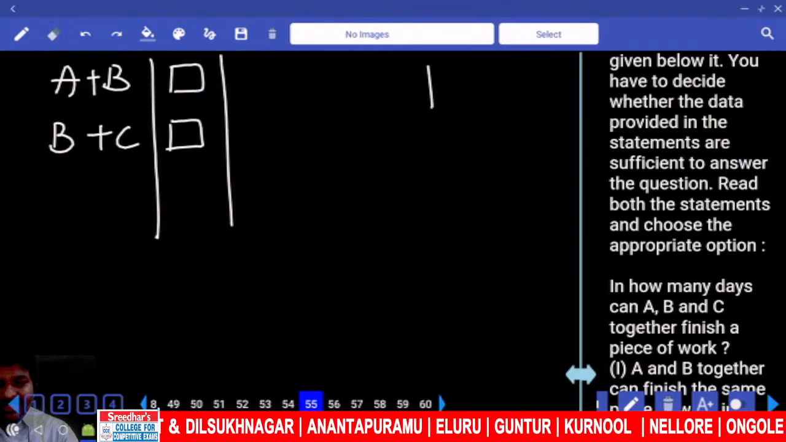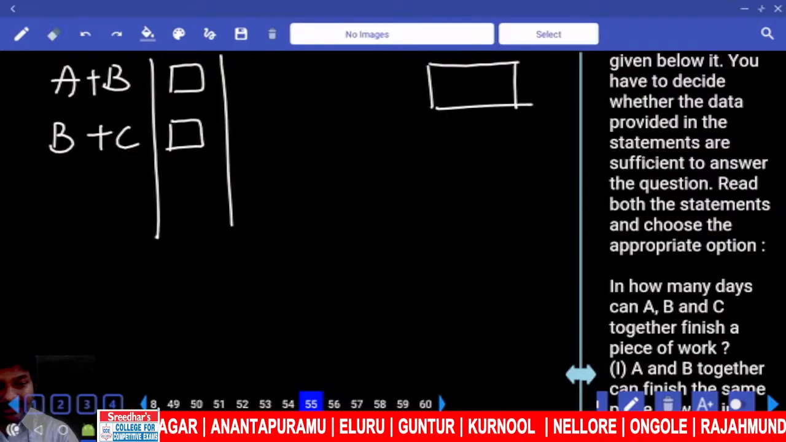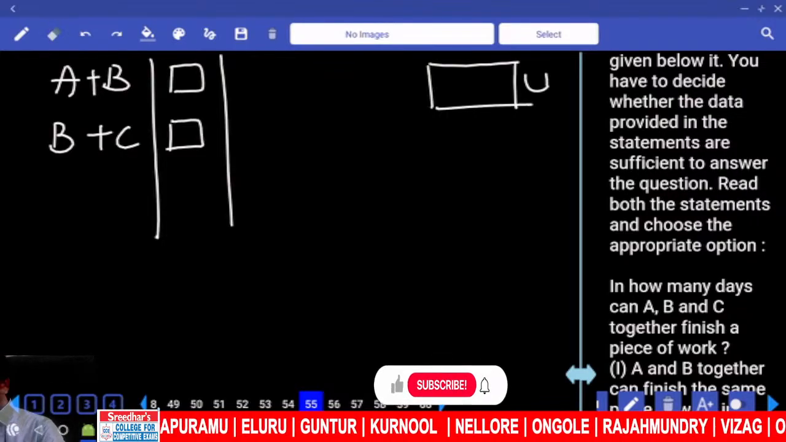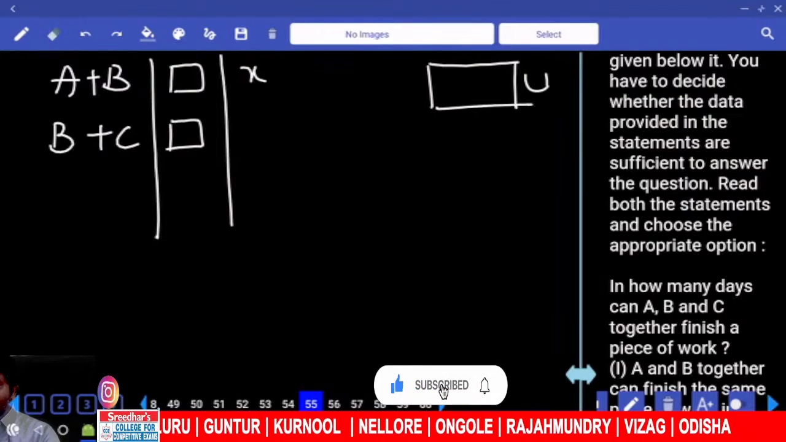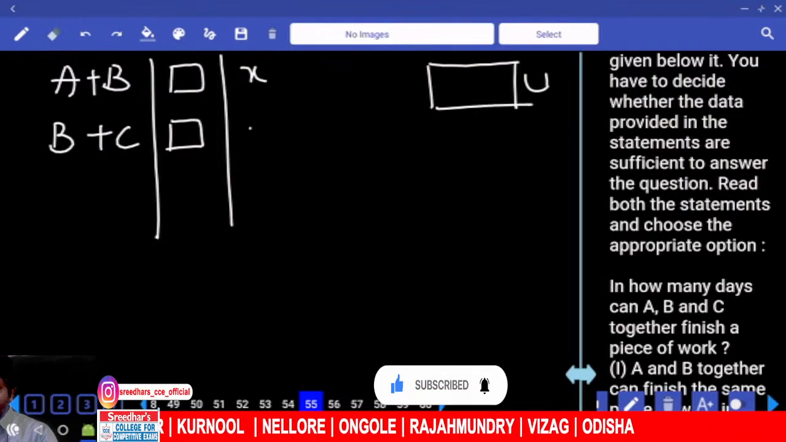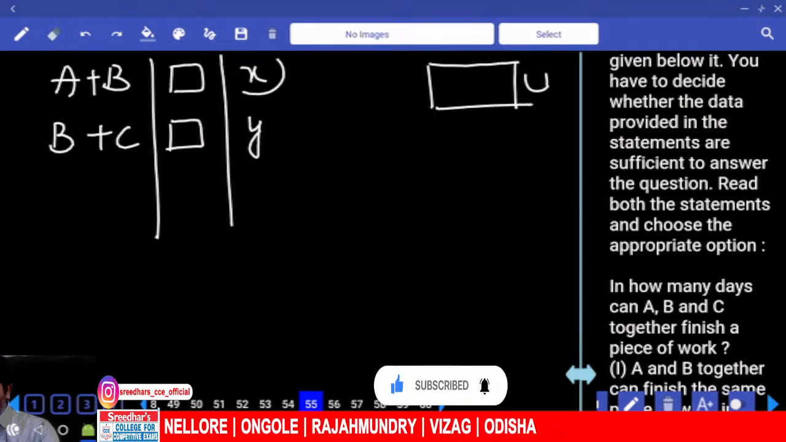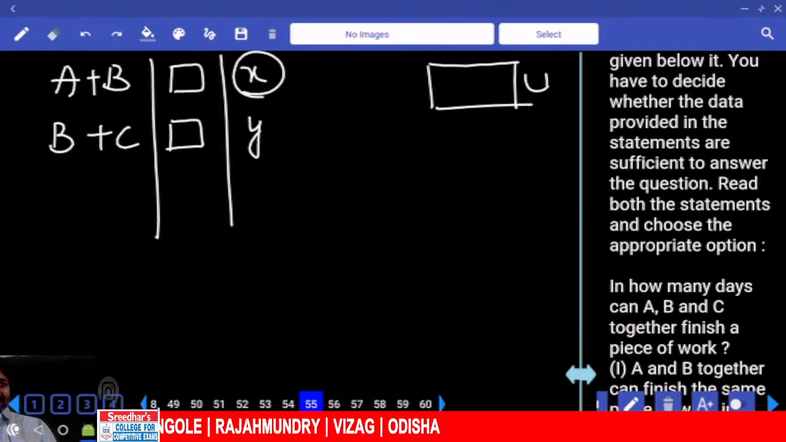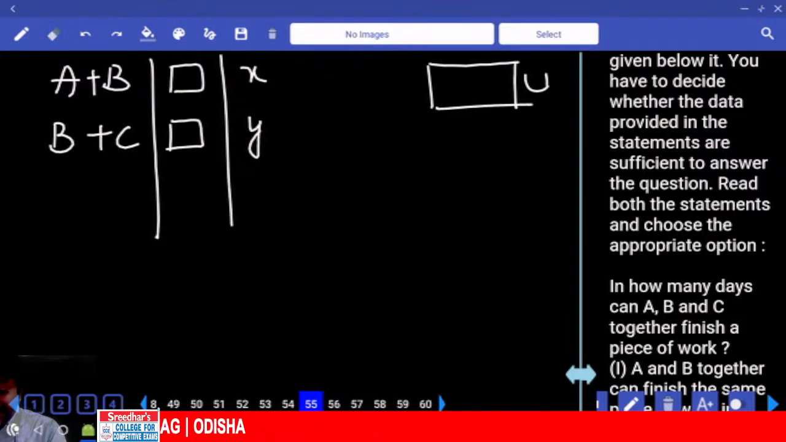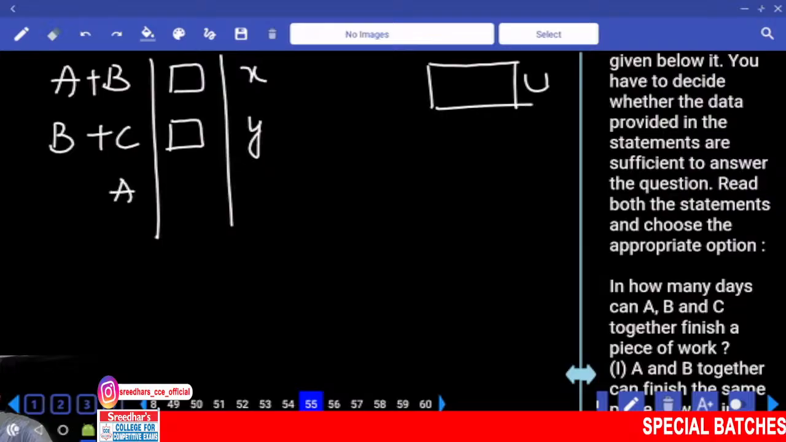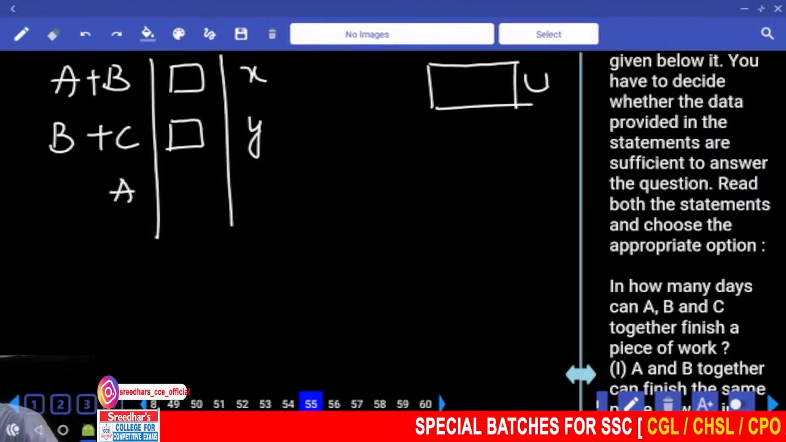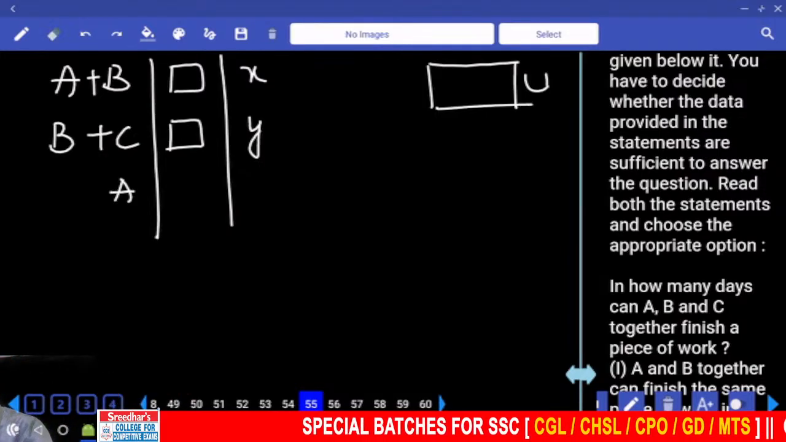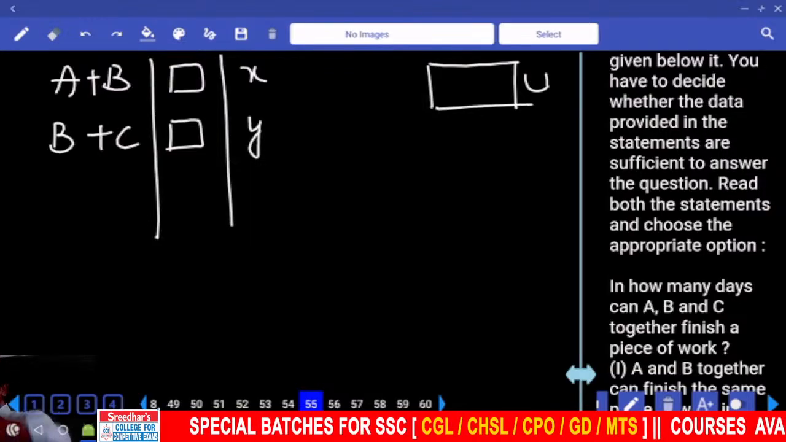Can we calculate what is the total work in terms of units? We can calculate. So here also, AB together do X units, BC together do Y units. So X units is the work done by both AB together. Y units is the work done by both BC. So from this, can we calculate how much work is done by A? Can we calculate A alone, how many units can be done? We cannot calculate. Can we calculate B alone? C alone? What is it that we can calculate? The AC difference we can calculate.